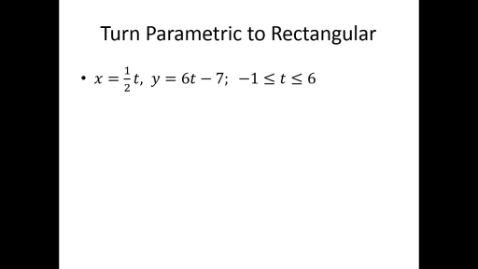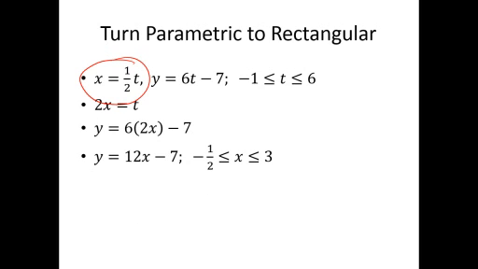Okay, so turning a parametric equation into a rectangular equation is fairly simple. All you have to do is you take this equation, solve for t, and then plug it into the other one. So I've solved this equation I circled for t, which gets me 2x is equal to t, and then all I've done is I've taken this and I've plugged it into the t of that equation. And that gets me my y equals 12x minus 7.